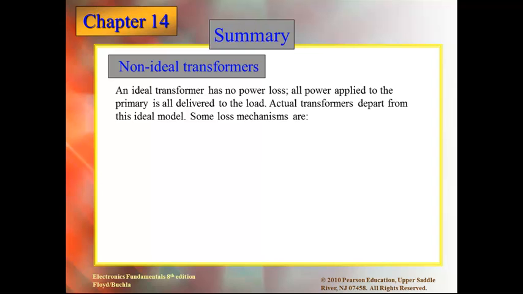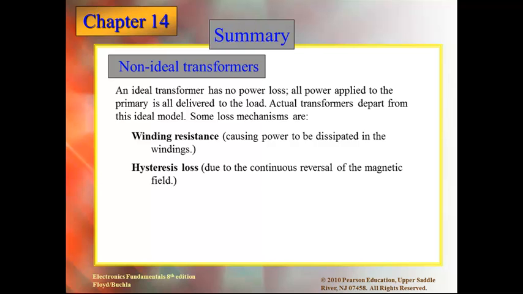In real life, again, we know transformers are not ideal. Actual transformers have several different losses. First is the winding resistance. Again, we know anytime power flows through a wire, that resistance creates heat. Heat is a form of loss.